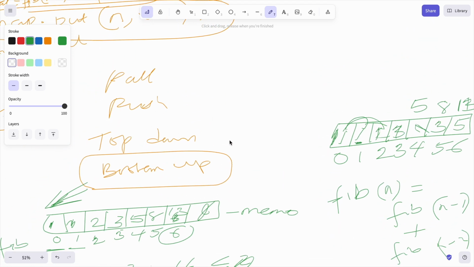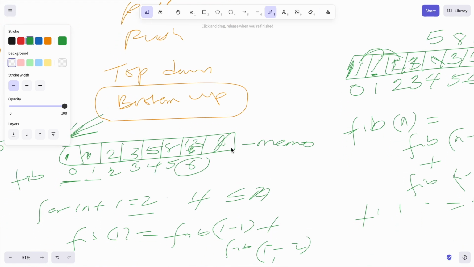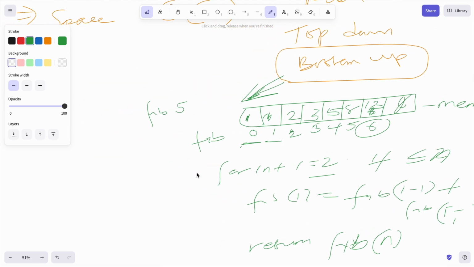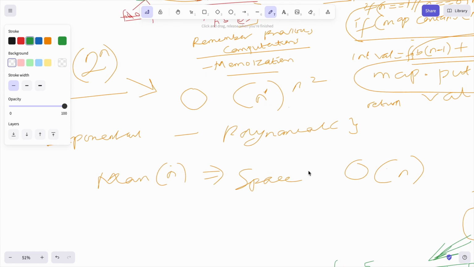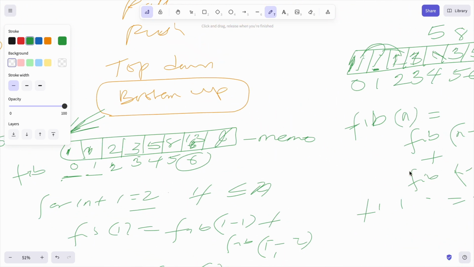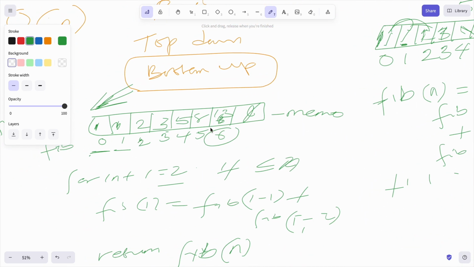There's one more thing that is important for me to mention, which is the fact that this bottom-up approach allows us to save on space. Remember that when we spoke about the top-down approach, we said the space complexity is O of n. When it comes to the bottom-up approach, we can remarkably improve on the space complexity, and the space complexity now becomes constant space.